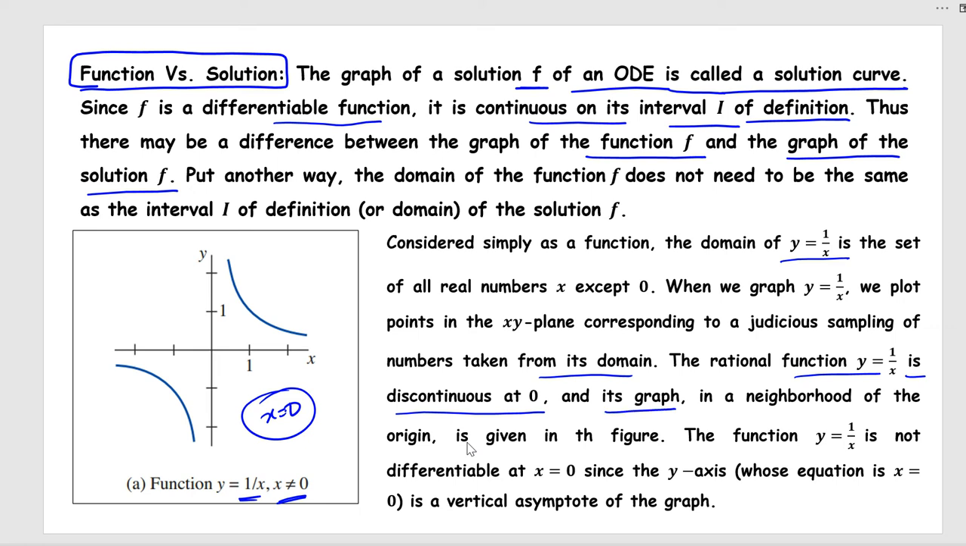And its graph in a neighborhood of the origin is given in the figure. So this figure actually gives the graph of the function. Now the function y equals 1 by x is not differentiable at x equals 0, since the y-axis, that is x equals 0, is the vertical asymptote for this graph. So for this function we have a vertical asymptote, and we can say that it is not differentiable at x equals 0.